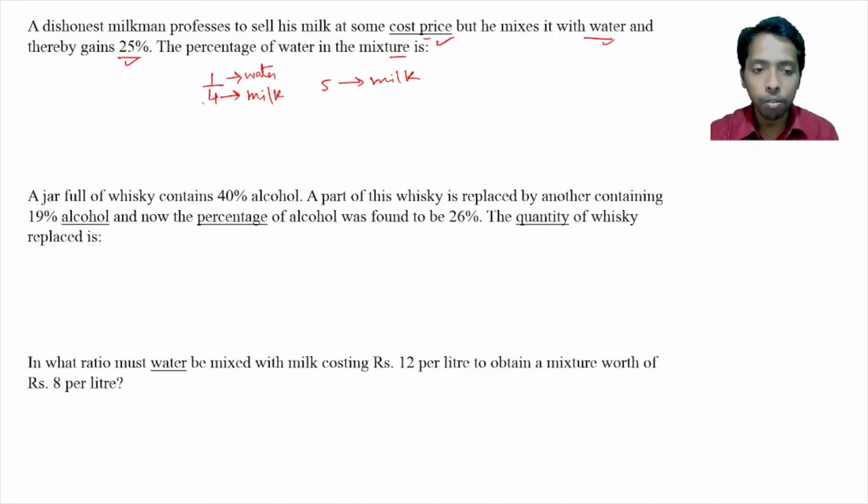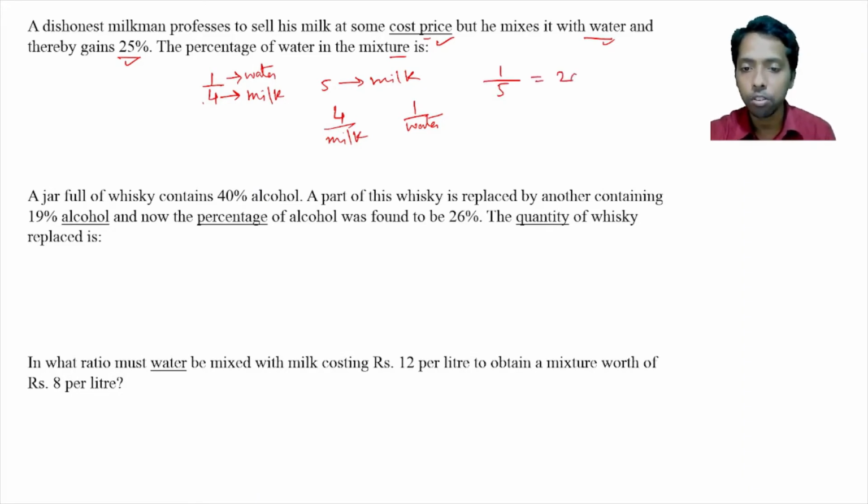That means now actually he is giving 4 unit of milk and 1 unit of water, right? This is water and this is milk. Now what's the percentage of water in the mixture? That means this is 4 unit, this is 1 unit, total this is 5 unit, and out of this 5 unit, 1 unit is water, that is 1 by 5. So what's the percentage value? That is 20%, which is the answer here, right?